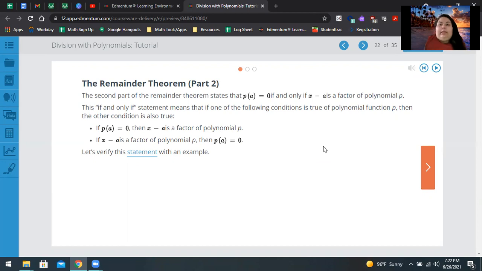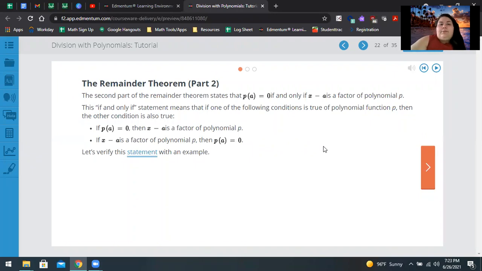little recap, we can take a binomial of x plus or minus whatever number. If we take that binomial, set it equal to 0, and solve for x, the value that we get, we can plug into what we are originally trying to divide, our dividend, and we substitute x for that value. Whatever answer we get is the same answer we get if we actually did long division for that polynomial, and it will give us the remainder.